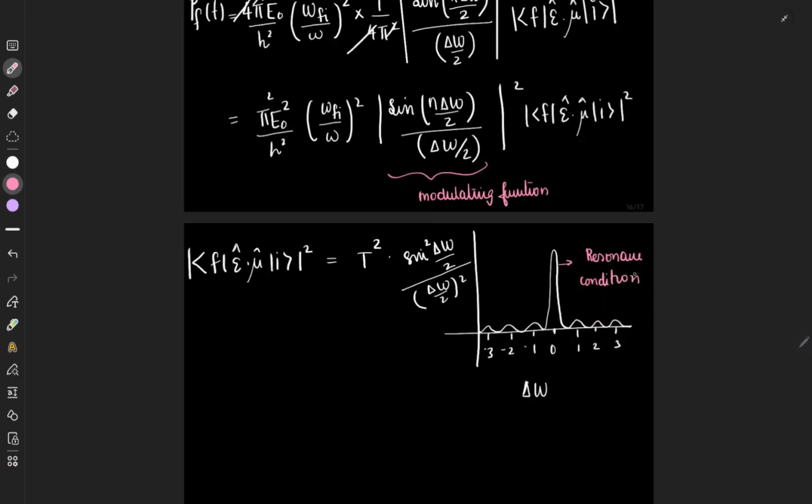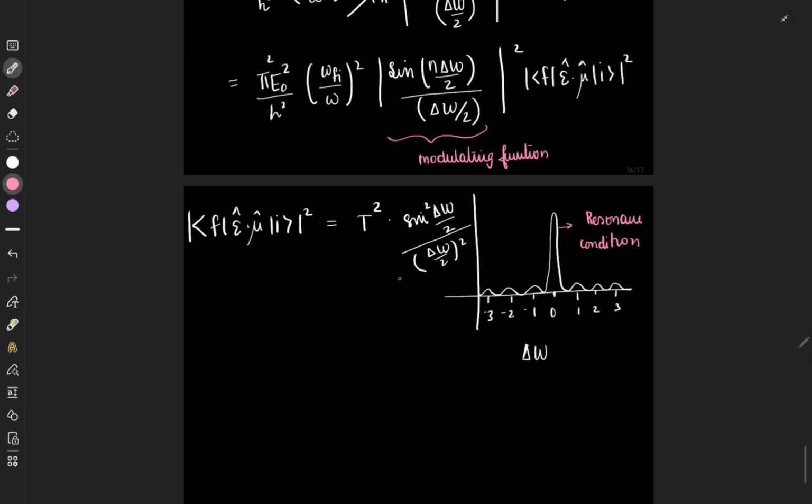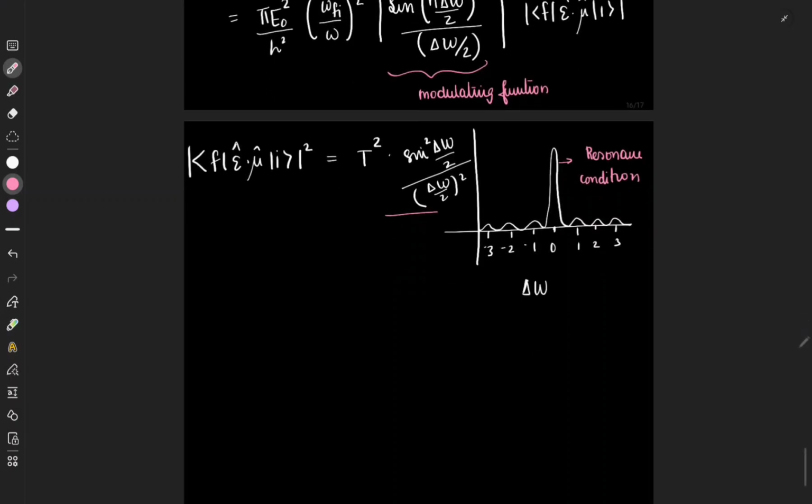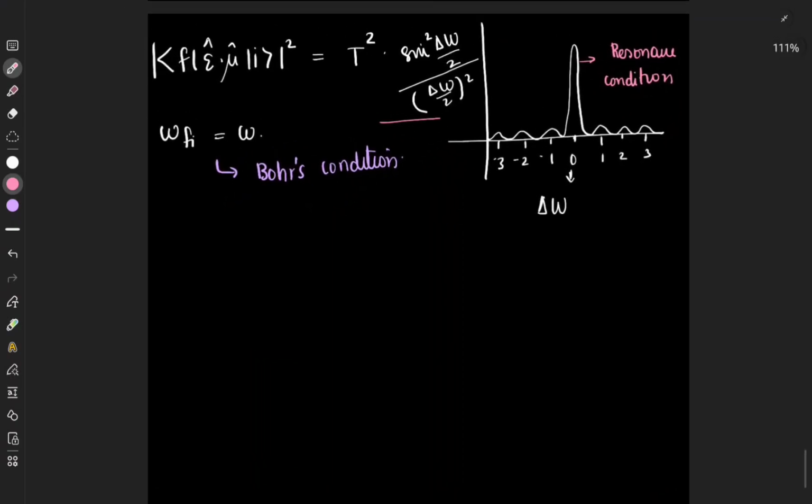And you can also see that there are tiny absorptions even in the wings. And the wings are governed by the equation over here, sine square del omega by 2 the whole divided by del omega by 2 the whole square. So the resonance condition is like this: omega fi is equal to omega. So that's the reason why del omega is 0, because omega fi and omega are the same. And this condition is also called Bohr's condition. Okay, Bohr's condition.